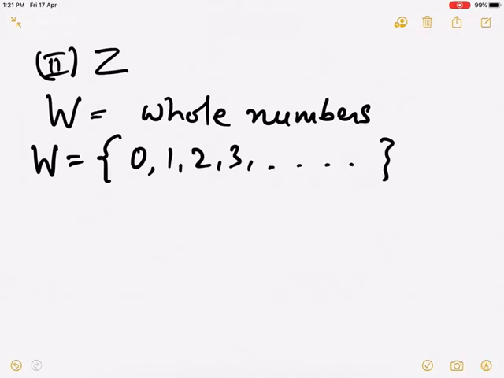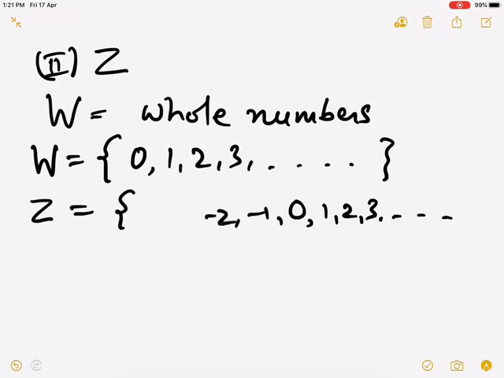All the natural numbers, if you include 0 also, then we get this set which is known as the set of whole numbers. Now if we take all the whole numbers and then we also include the negative of all the natural numbers, then we will get this set. 0 will come in the middle. On one side you will have 1, 2, 3 and so on, and on the other side you will have -1, -2, -3 and so on. So this set is known as the set of integers and it is denoted by Z.